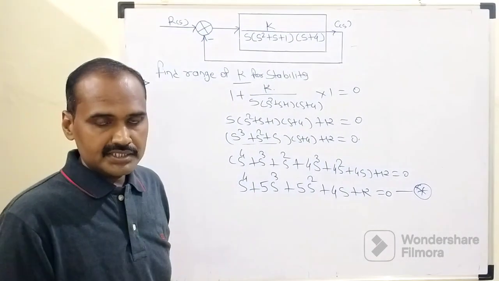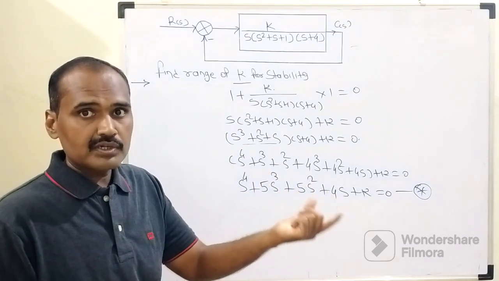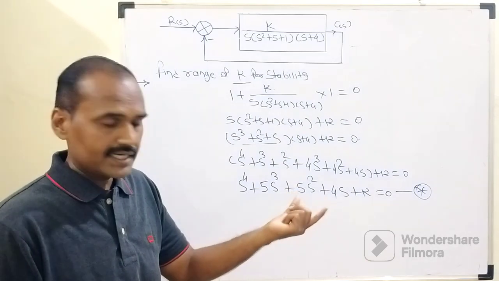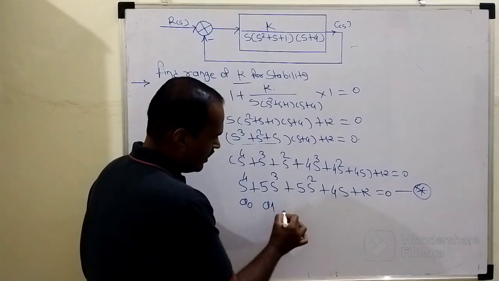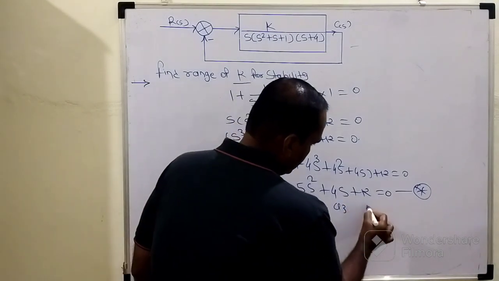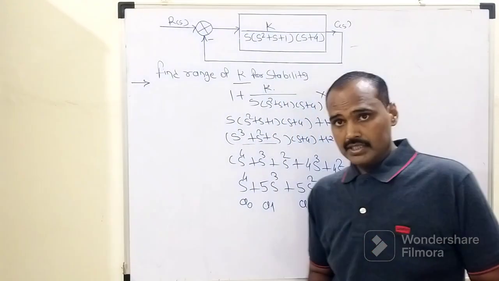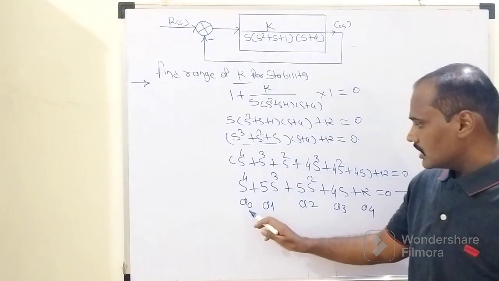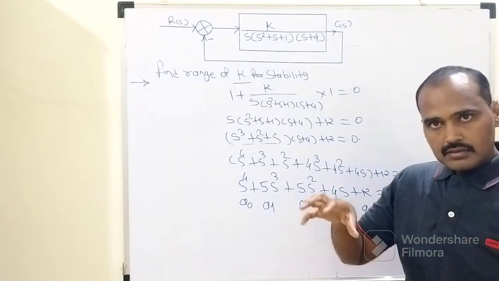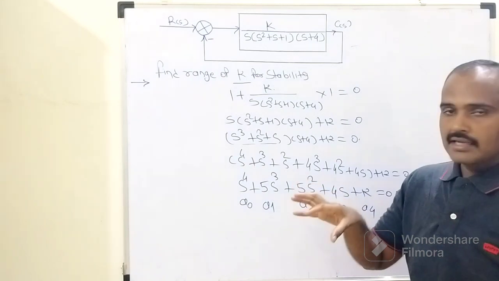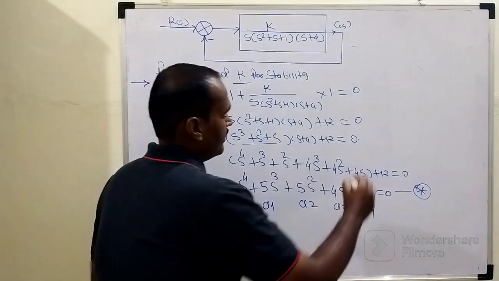Once we have this characteristic equation, what we need to do is assign the different coefficients for this characteristic equation. The count of the coefficients always begins with a0, a1, a2, a3 and a4, right? So these 5 different coefficients belong to this characteristic equation, from a0 to a4. Then after that, once we have these coefficients, we need to declare one Routh array from this characteristic equation, right? So how to declare this Routh array? Here I will write.